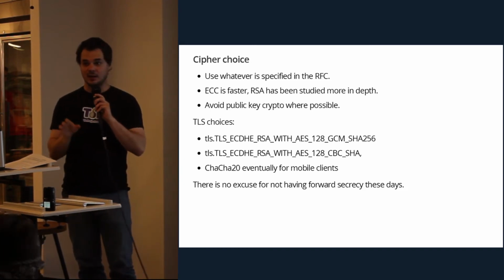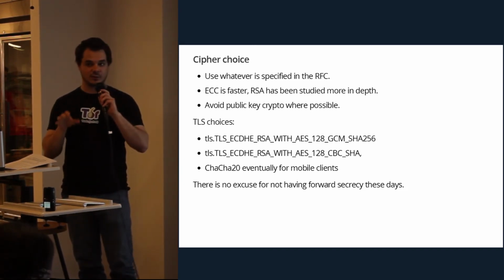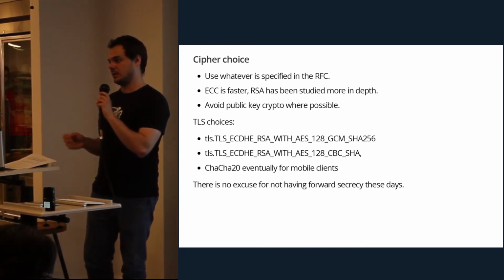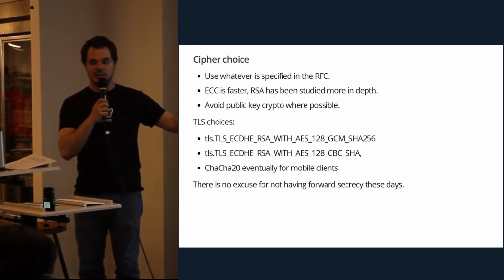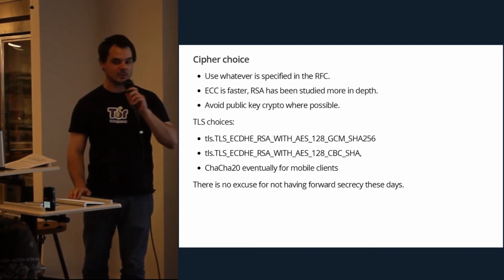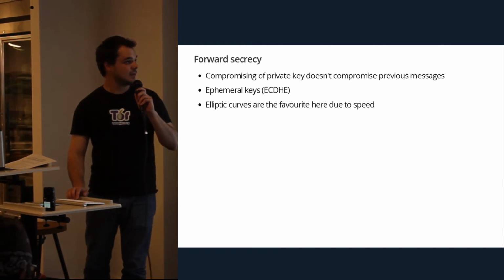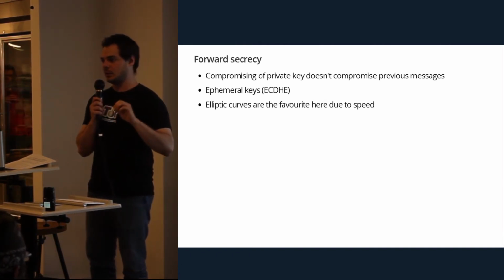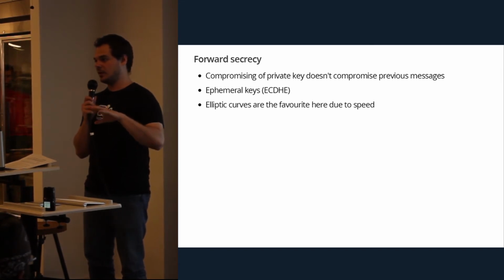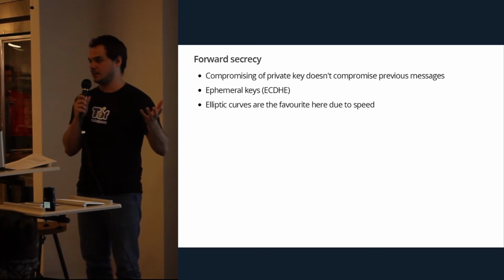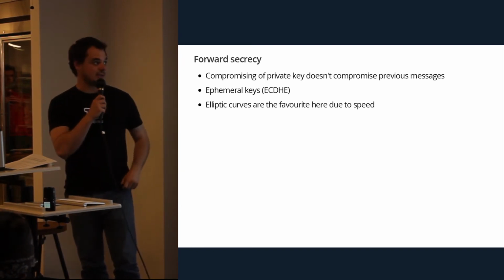And when you're picking TLS choices or SSL settings, you really need to have forward secrecy. So you'll see something like ECDHE. There's no excuse anymore not to have that. Just pick one of the ones with ECDHE. And what's forward secrecy? Basically, if somebody compromises your private key, then the previous messages that they may have captured cannot be decrypted. Those messages are secure against that.